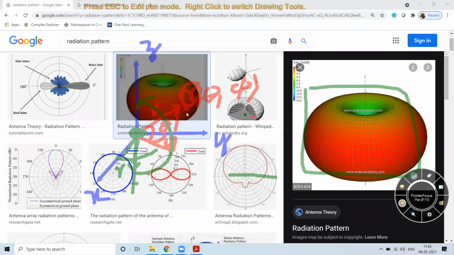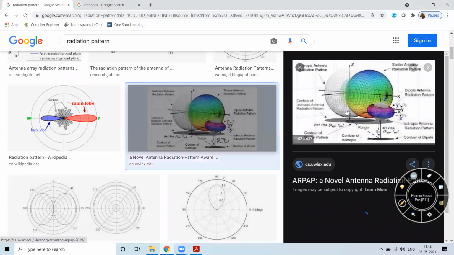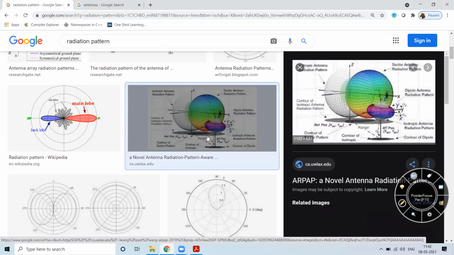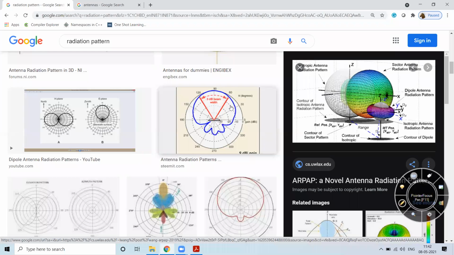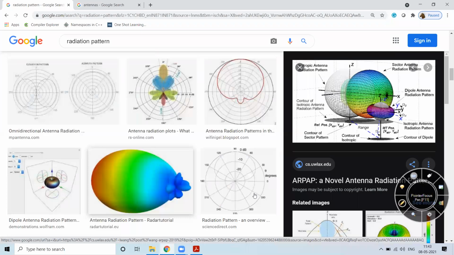Similarly, if I try to see in 3 dimensions, here is another radiation pattern. Here you can see that it is a balloon shape. Here it is only 2 dimensional, that is, only along one angle at a given distance you are measuring it. This is a 3 dimensional representation. Later on we'll be discussing all these things again, but you should know what a radiation pattern actually is.